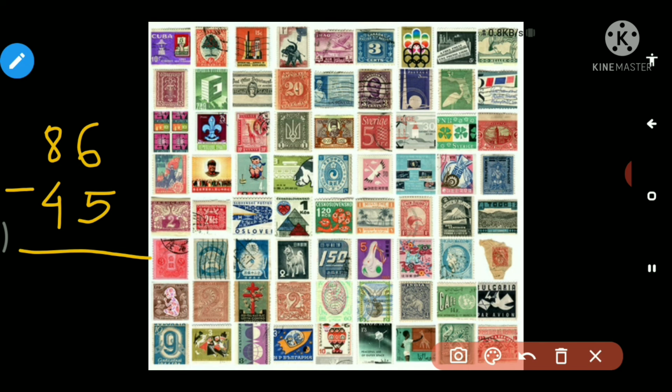So see the ones place value, 6 and 5 are there. Now 6 is greater than 5, right? Now we can do simple subtraction. So 6 minus 5, how much will it be? 1. 8 minus 4, how much will it be? 4. So our answer will be what? 41. So there are 41 stamps that are not Indian stamps.